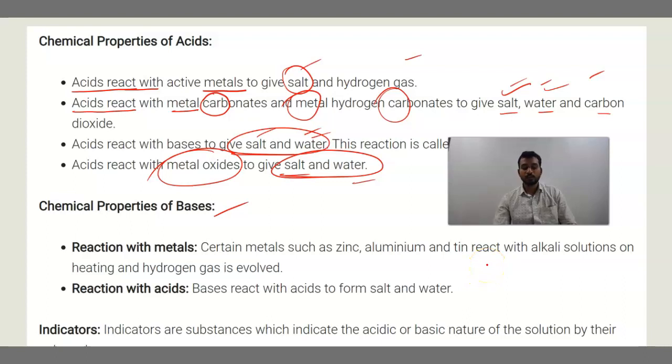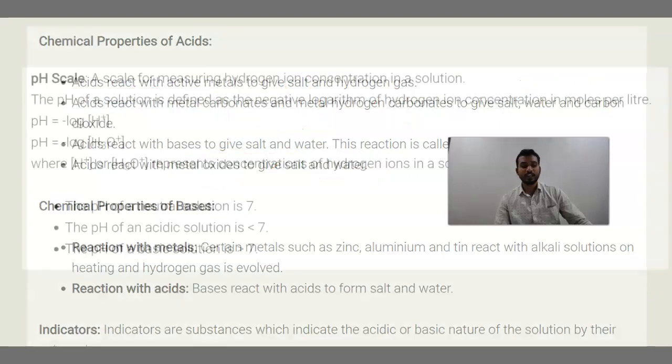Indicators are substances which indicate the acidic or basic nature of a solution by their color change. By their color change, we can easily identify it. Those are called indicators.